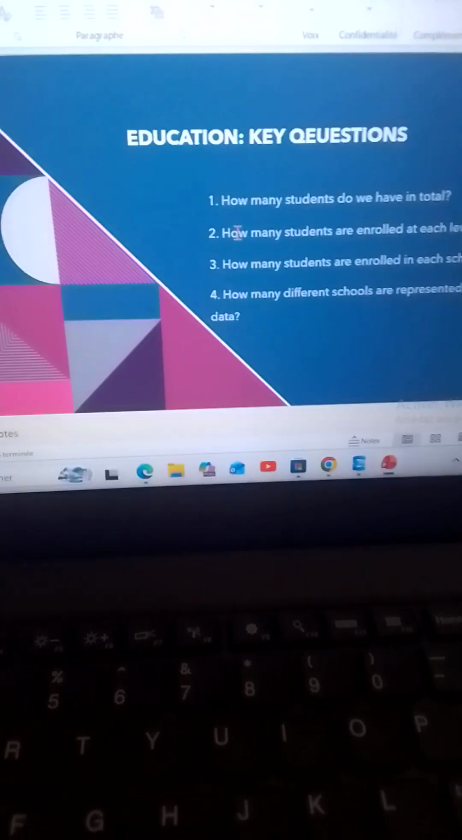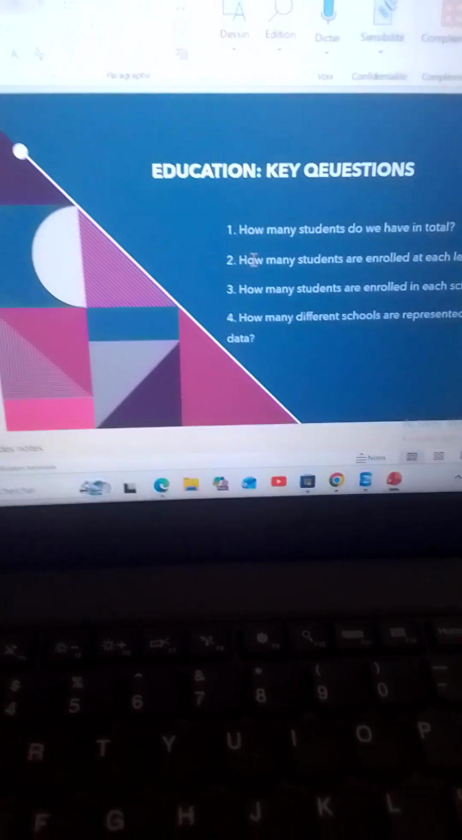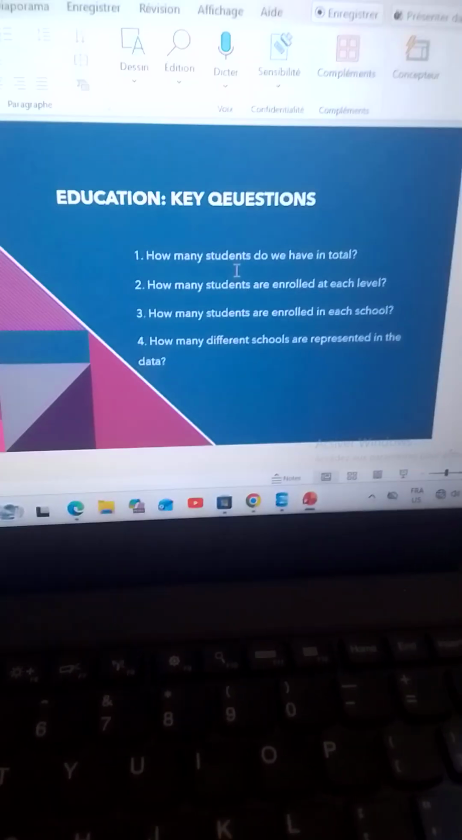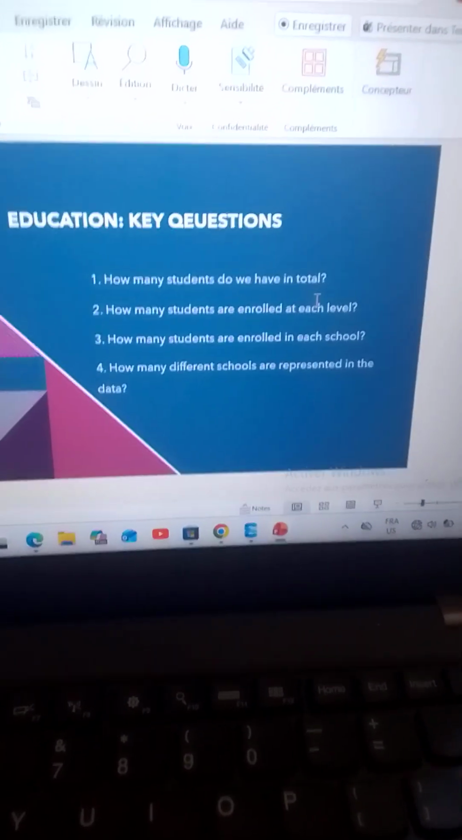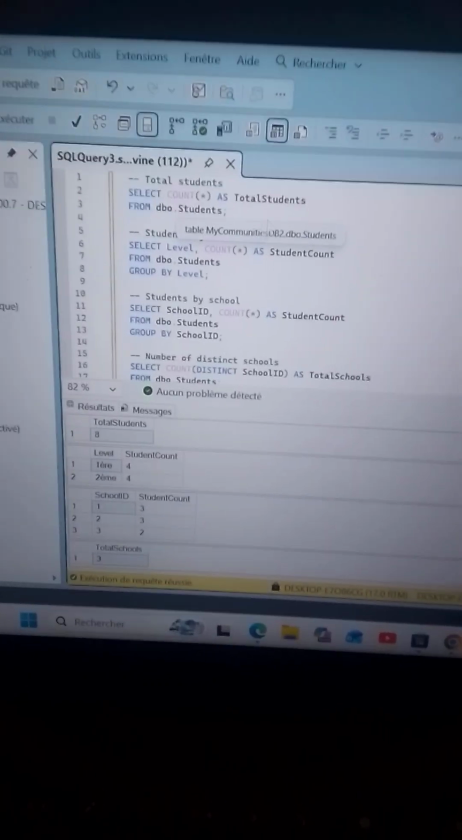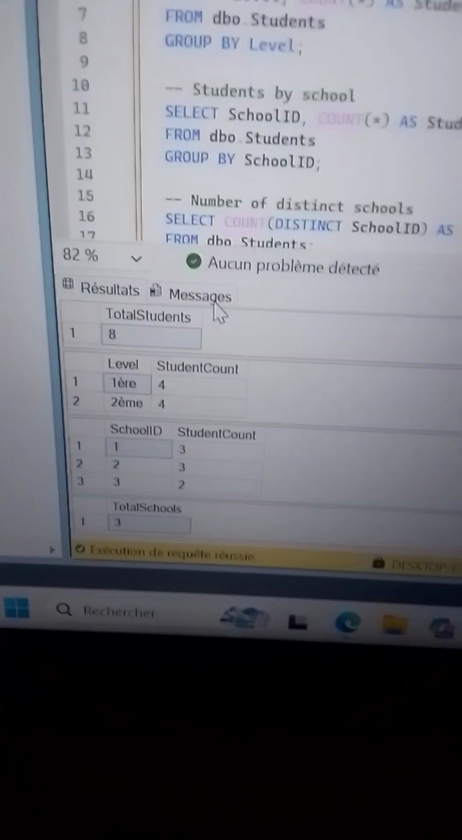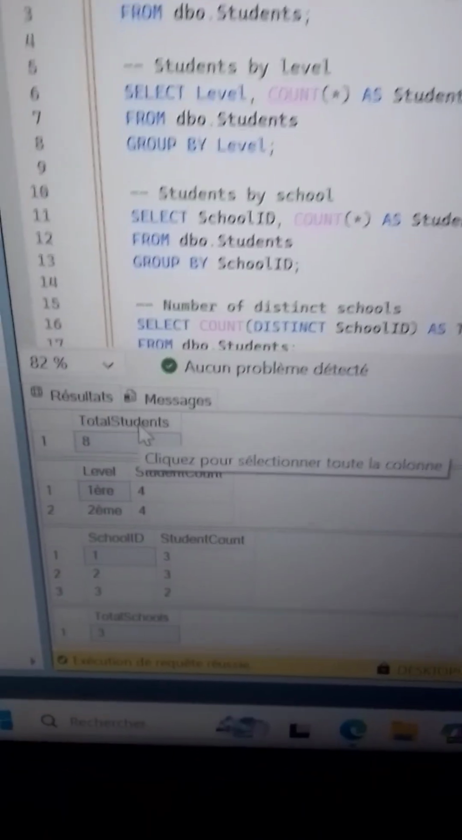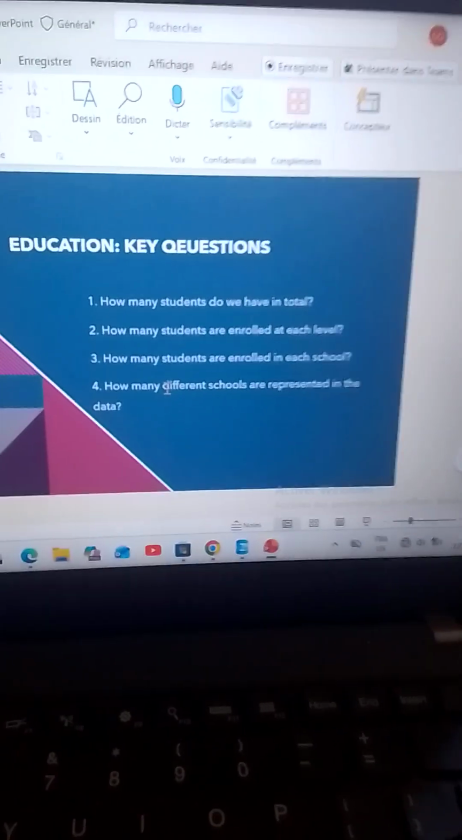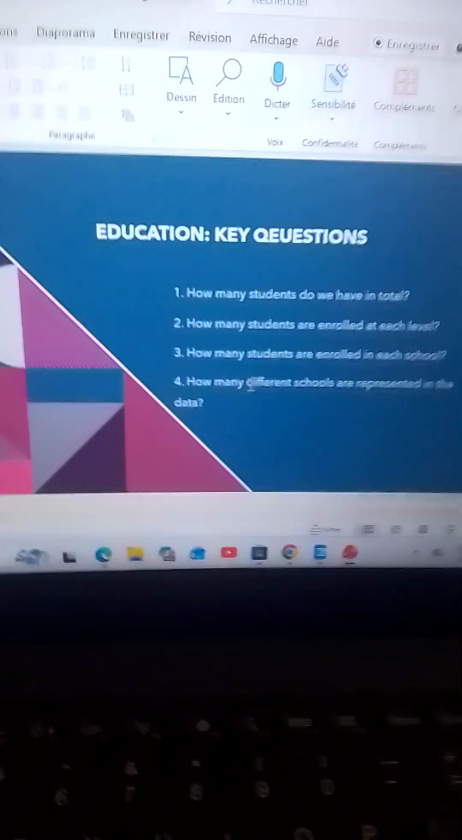I use SQL. The questions help analyze student distribution and school coverage. And this is my first question. How many students do we have in total? Let's go to the answer. And here, total student, select total student from students. They have 8 students.